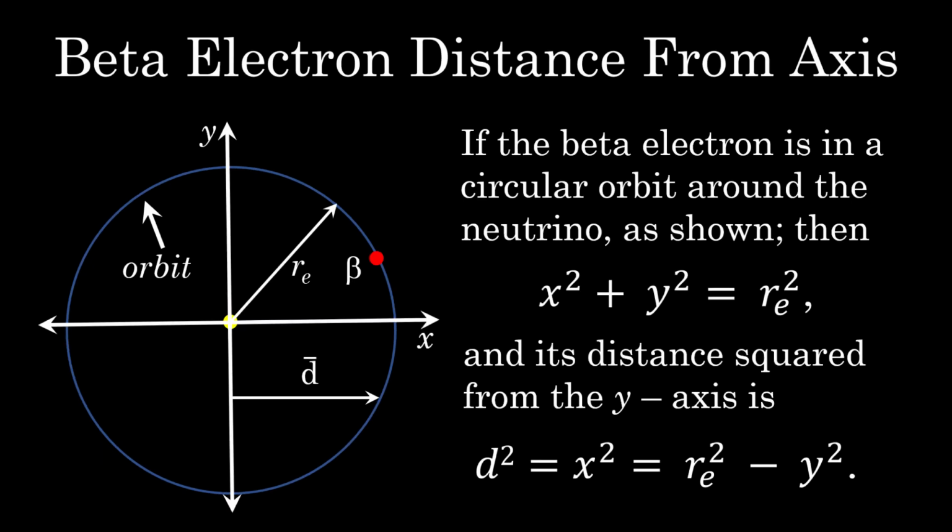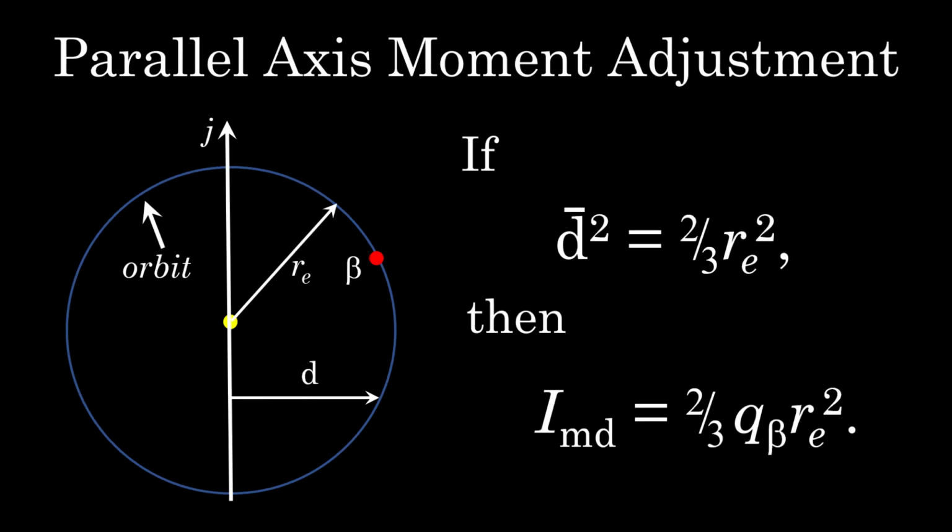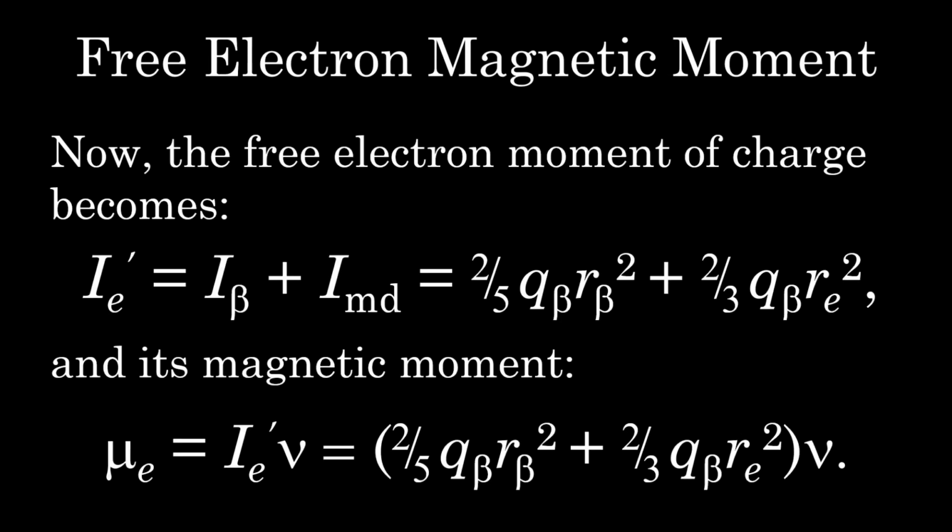Assuming the beta electron is in a circular orbit around the neutrino for simplicity, d bar squared works out to be 2/3 R_E squared. So the parallel axis adjustment to the beta electron moment of charge, Q_beta times d bar squared, is 2/3 Q_beta R_E squared. This makes the moment of charge of the beta electron 2/5 Q_beta R_beta squared plus 2/3 Q_beta R_E squared, and its magnetic moment is this quantity times its frequency nu.